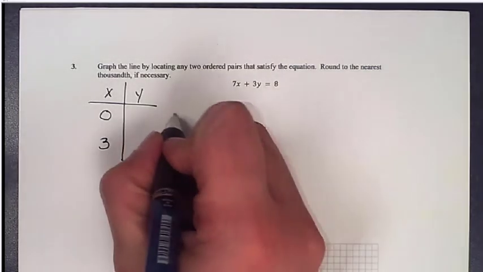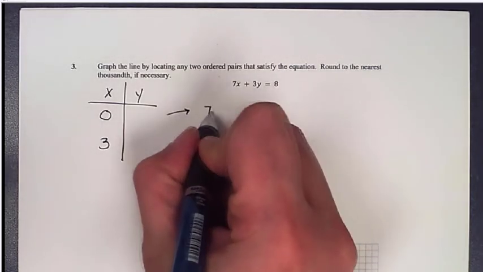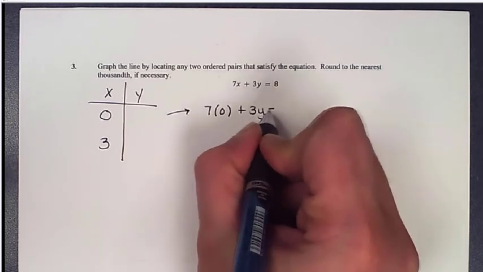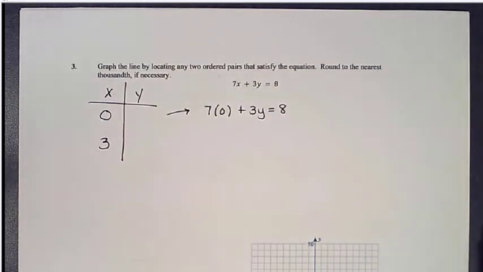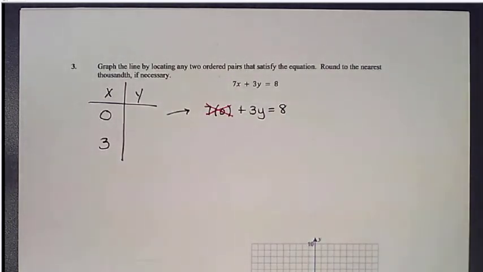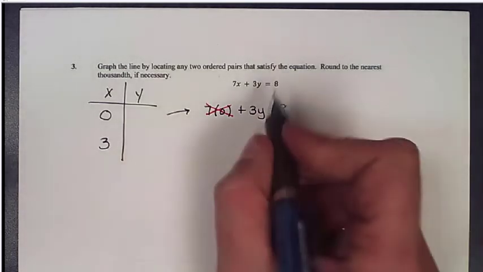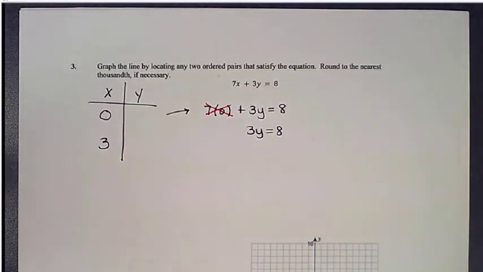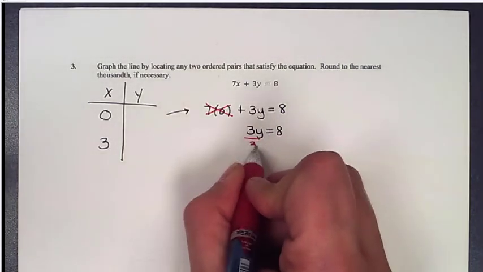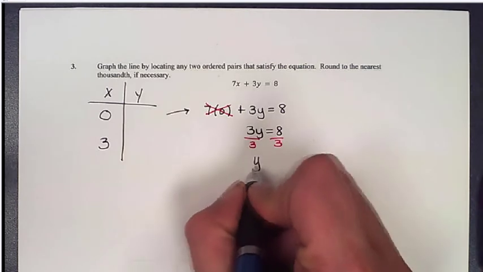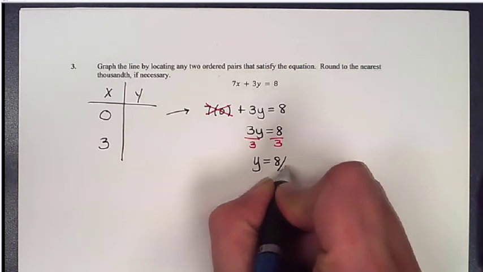So we're going to plug these values in, and we're going to say, okay, well, 7 times 0 plus 3y equals 8. I'm going to be a little bit lazy here because I already know that 7 times 0 is 0, so that just goes away. So we have 3y equals 8. We're going to divide both sides by 3, and we get that y equals 8 over 3.